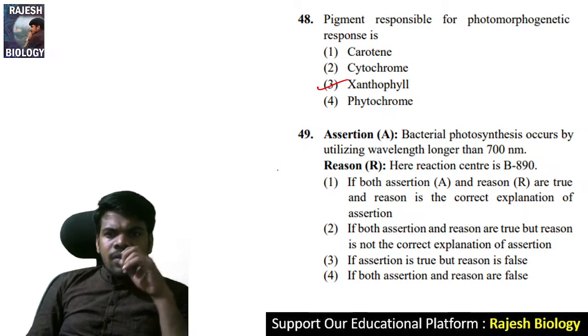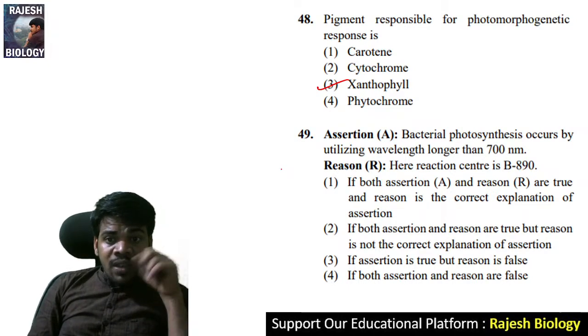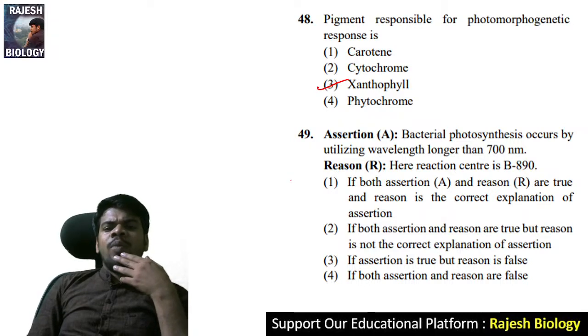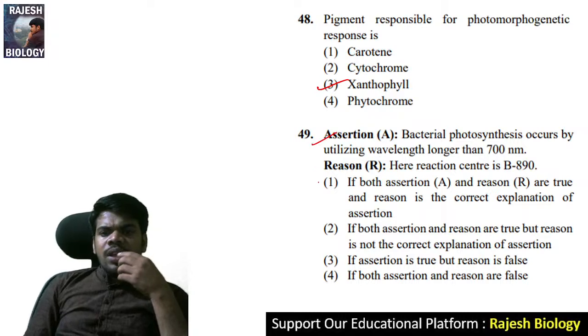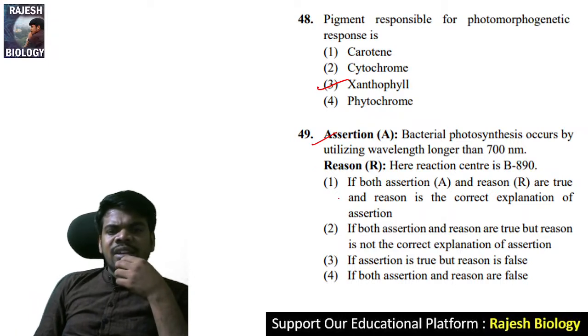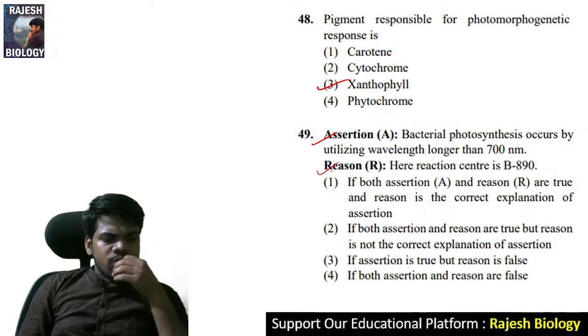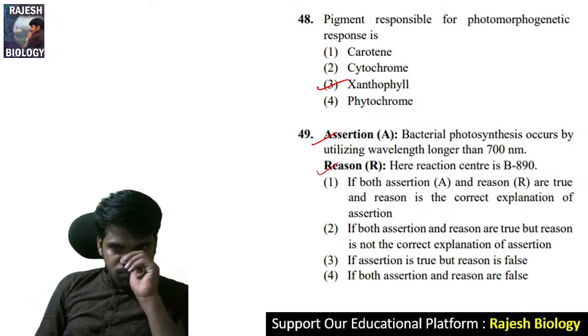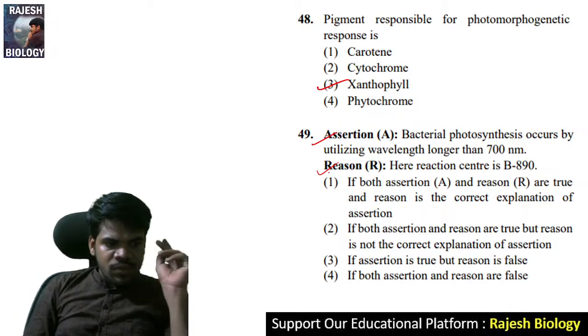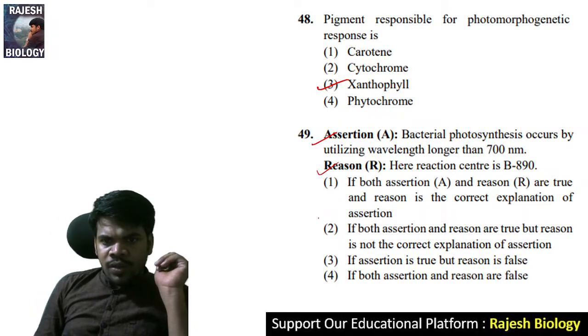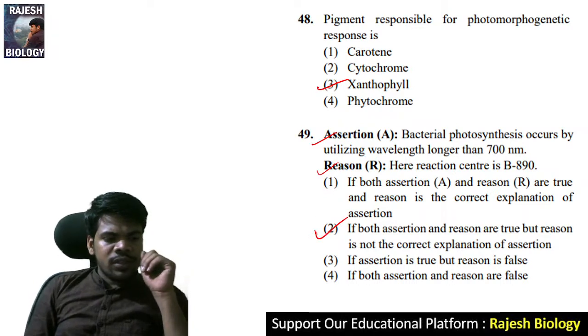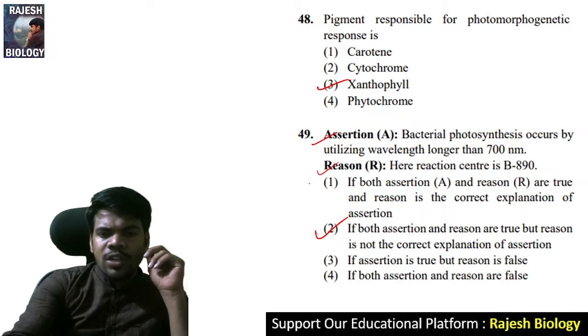49. Bacterial photosynthesis occurs utilizing wavelength longer than 700 nanometers. True. Here the reaction center is P890. I think the reason is also true, and it is not a correct explanation of the assertion. Perfect. Chandrika, super. And come to the last question.